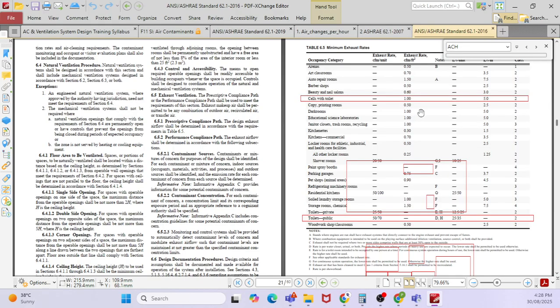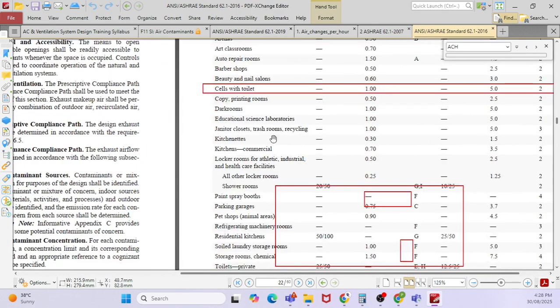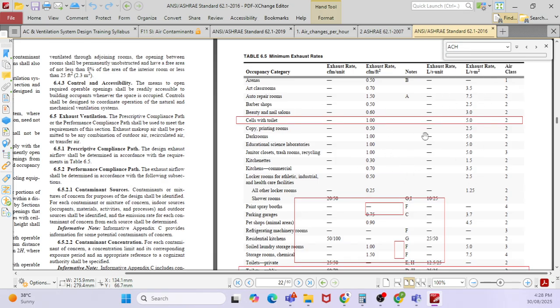You can see that there are minimum exhaust rates. There are different applications. If you talk about barber shops, dark rooms, kitchens, or pet shops, here they provide how much ventilation you have to provide.